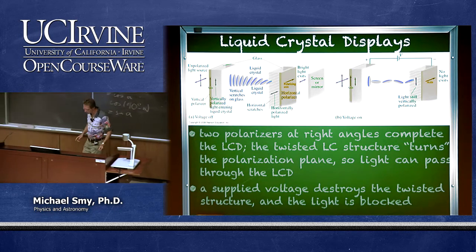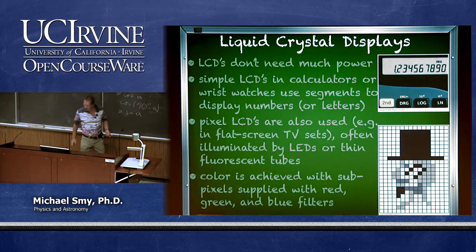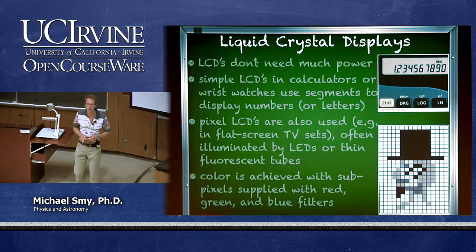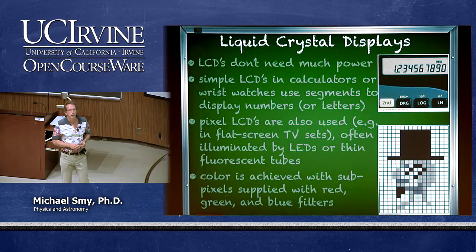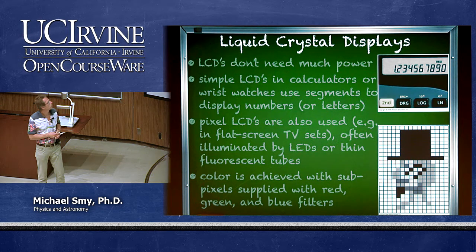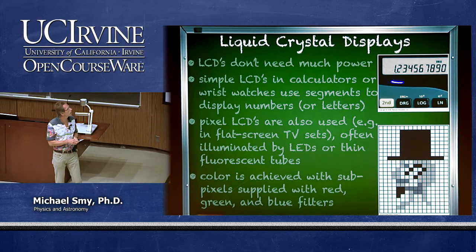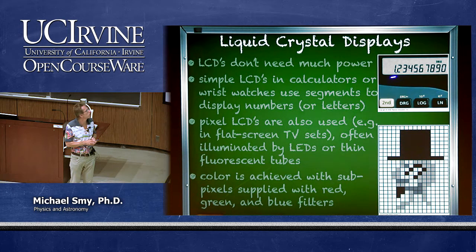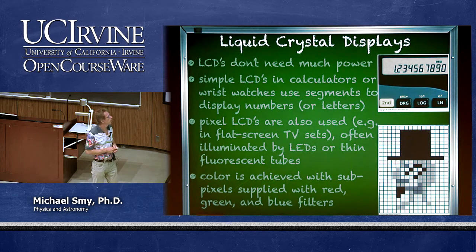So the neat thing about LCD displays is that they need very little power, because all you do is you apply a voltage, it destroys the structure. And it's kind of like just charging a capacitor and discharging it again. So it requires very little power, and yet you can turn that into displays, for example, in pocket calculators like this. So such simple LCDs use segments of liquid crystals, and those segments are then used to display numbers or letters.